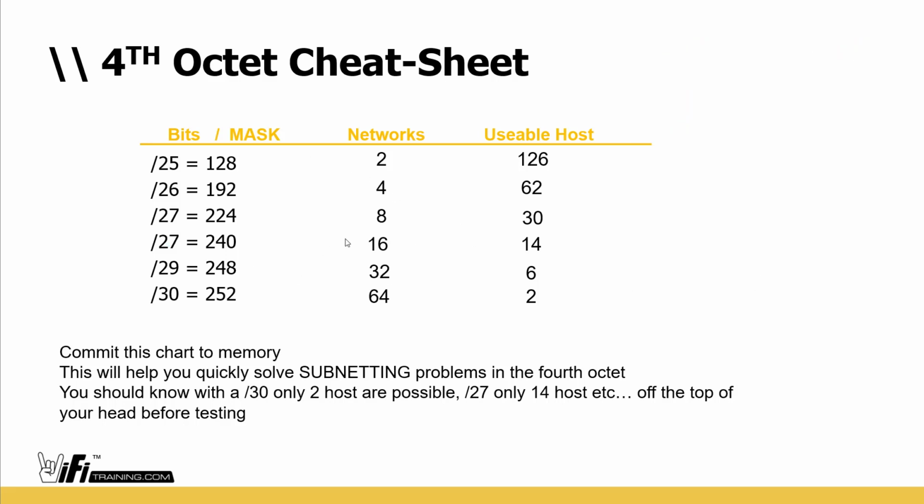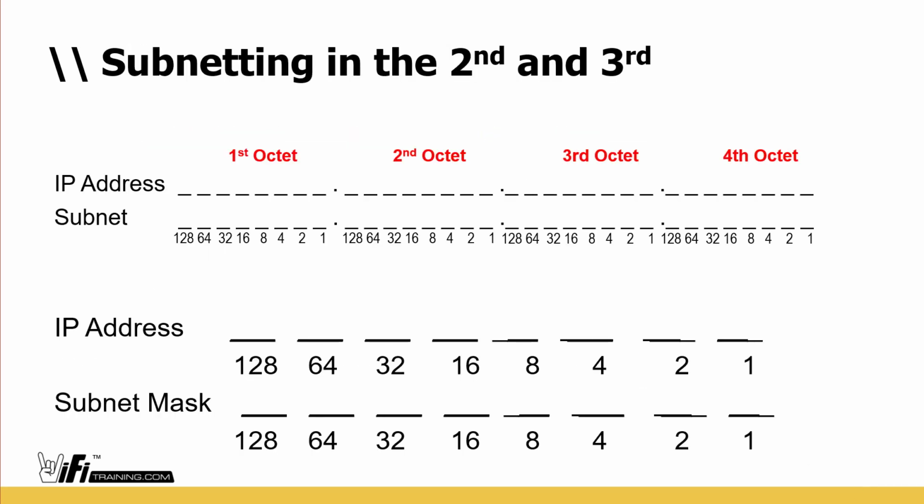So this is a great chart to have available so I can quickly correlate the number of hosts that would be available, what mask it would be with that value, and the number of networks that I've created.